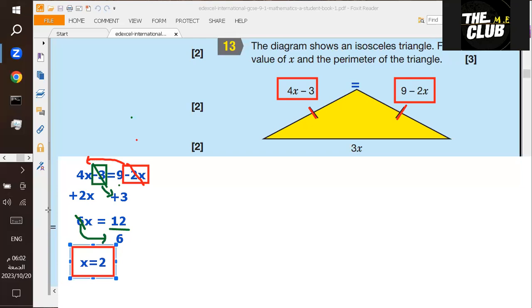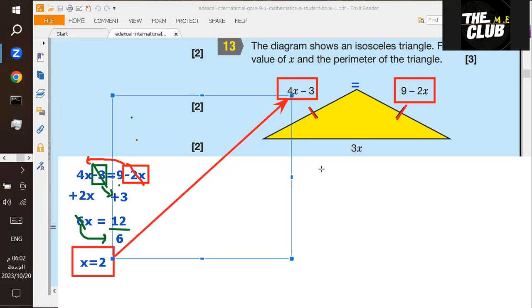Now I'm going to use it to find the value of each side. I'm going to substitute here to find the value of each side. Let's start with the first side. Of course, this one is the same as this one, so I don't have to do both of them. I'll do one of them.